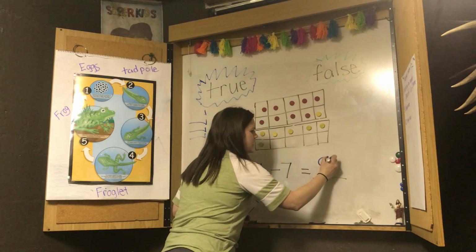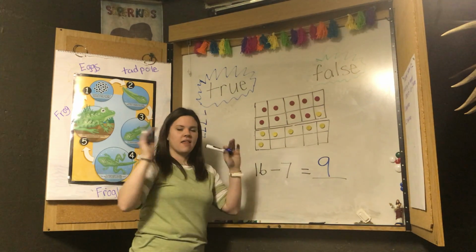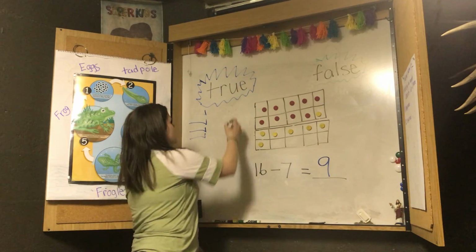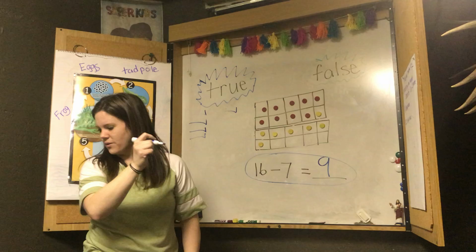9. 16 minus 7 equals 9. That subtraction equation is true. Ding, ding, ding. That is true.